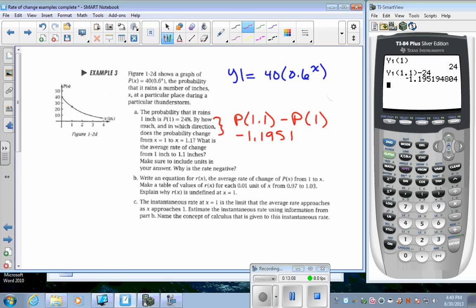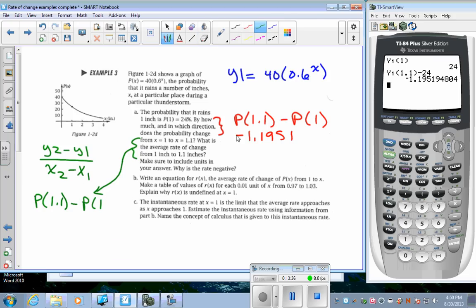So now we're moving on to the second part of the question, which is what is the average rate of change? So we've calculated basically y2 minus y1. We need to now divide by x2 minus x1. So to do this part, what I really want to do for the average rate of change is I want to have p of 1.1 minus p of 1, and then I want to divide by the difference in the x's, and the difference in the x's would be 1.1 minus 1. So I've got most of that calculated.